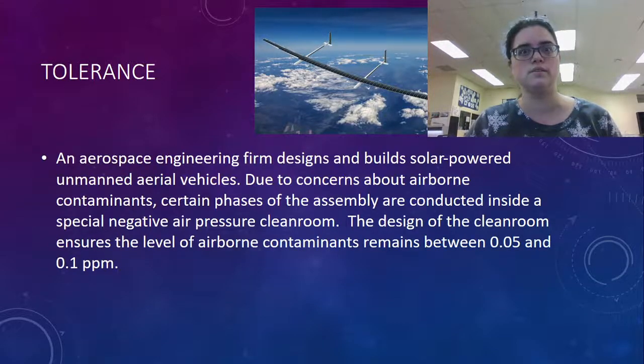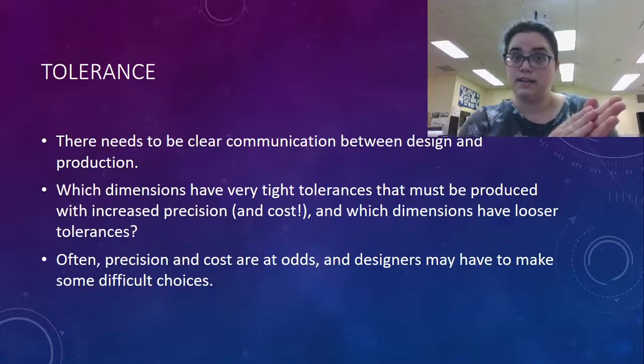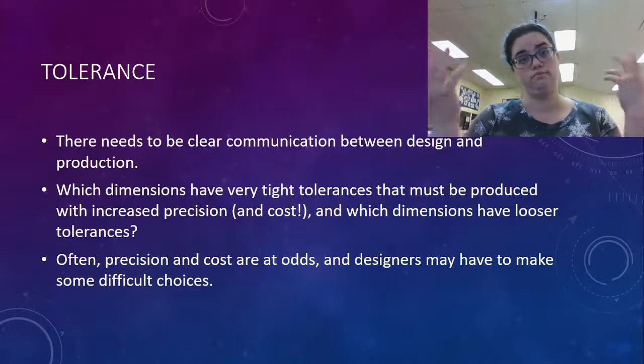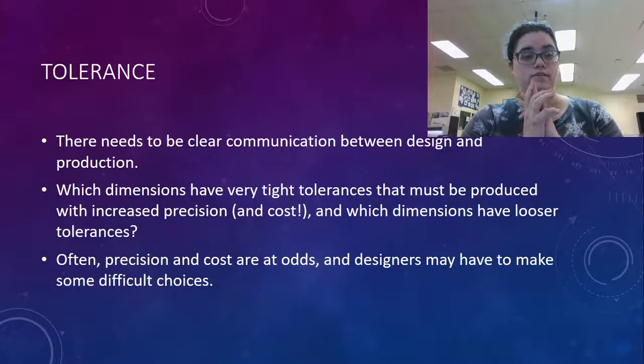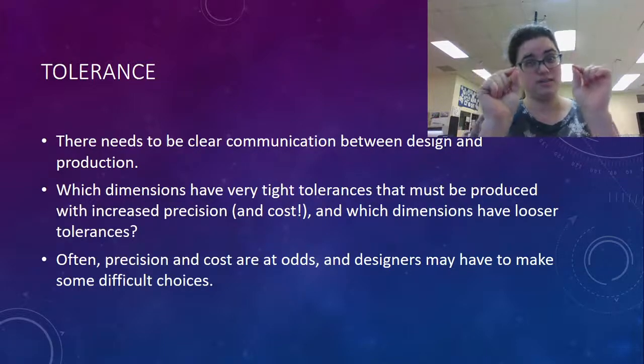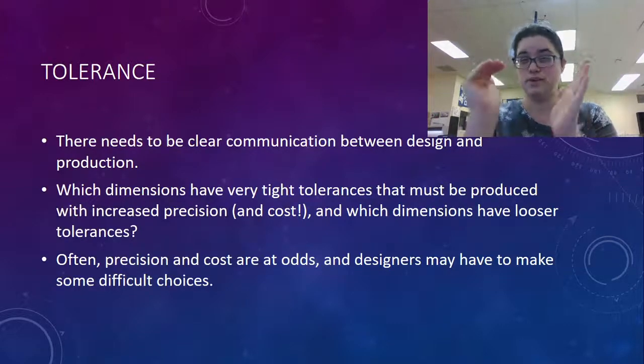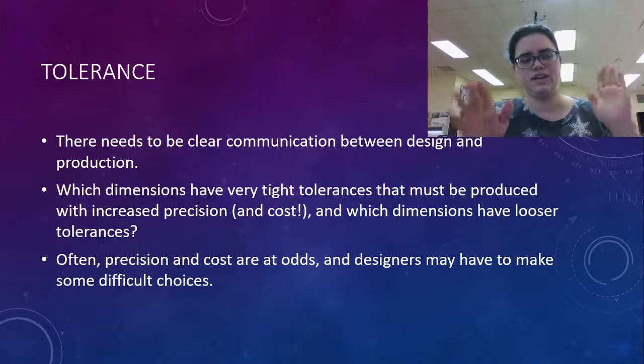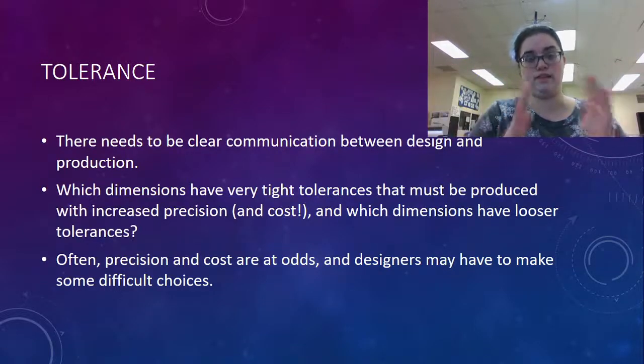They get good products. So when you're designing and when you're manufacturing and producing things, there's got to be clear communication between those two parties. If you need to tell them, like, what dimensions is it really important to have very tight tolerances, so that's got to be produced with increased precision and cost. And what dimensions is it okay if it's a little bit looser? It's okay if it's not quite the same. It's okay if it's a bit farther away from that value that I've written down.